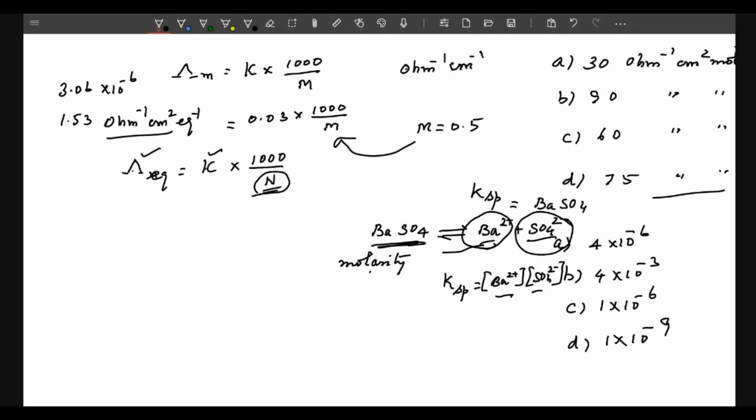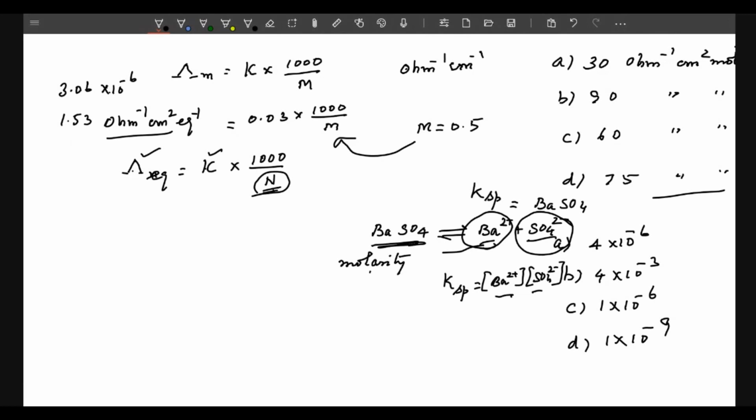The next step is conversion of normality to molarity. After converting this normality to molarity, you can go by the other way. What I have given in the last class, normality and molarity, two normal solutions. And now we are going to calculate this N.